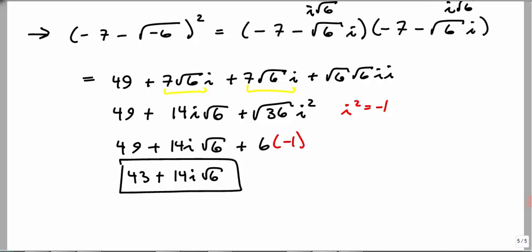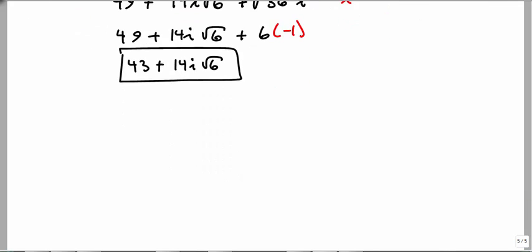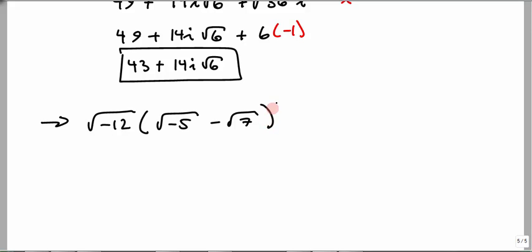One other one that we could work on our way out the door here, we could look at the square root of a negative 12 times the square root of a negative 5 minus the square root of 7. So we have a lot going on with this problem because I have some negatives under the radicals and some not, and then I also see that I need to distribute. So we need to be careful about our steps here.